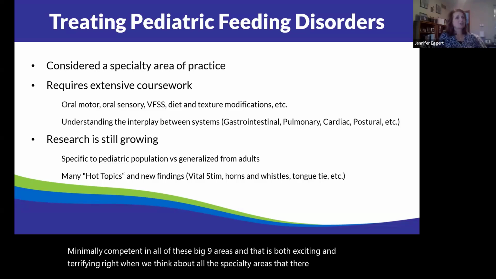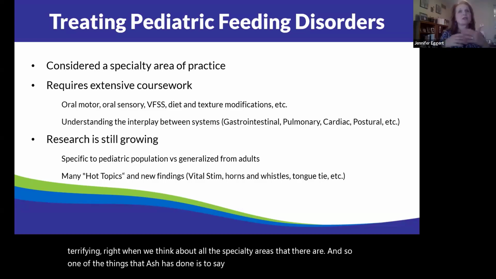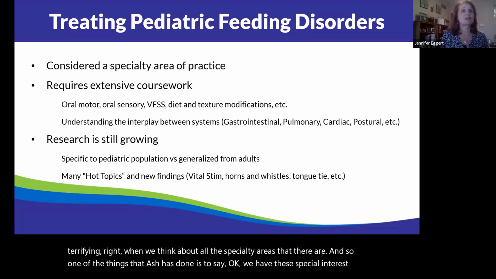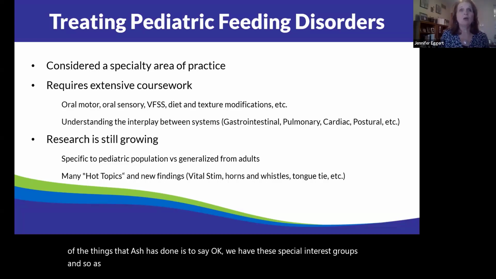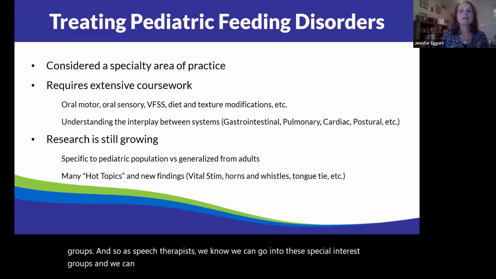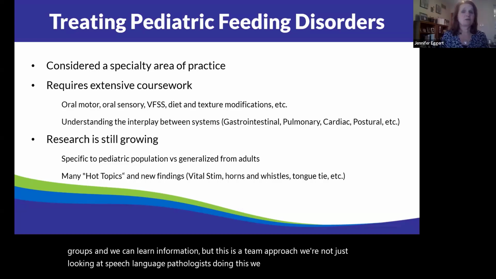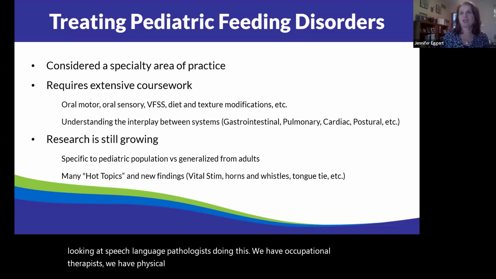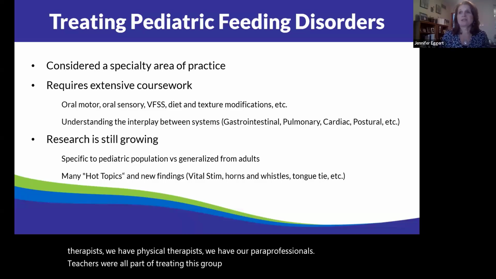And so one of the things that ASHA has done is to say, okay, we have these special interest groups. And so as speech therapists, we know we can go into these special interest groups and we can learn information. But this is a team approach. We're not just looking at speech language pathologists doing this. We have occupational therapists, we have physical therapists, we have our paraprofessionals, our special ed teachers. We're all part of treating this group of individuals, this group of students.